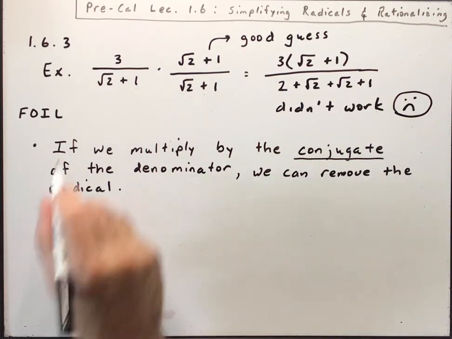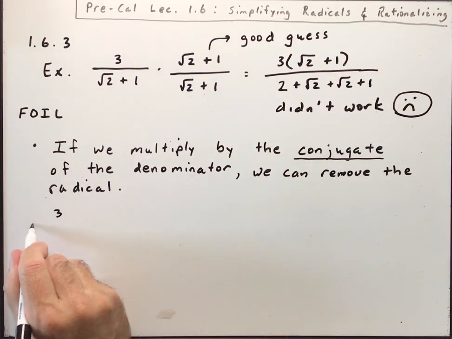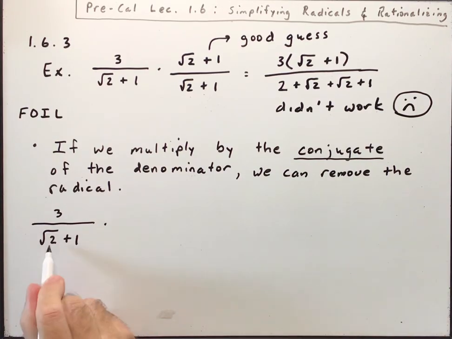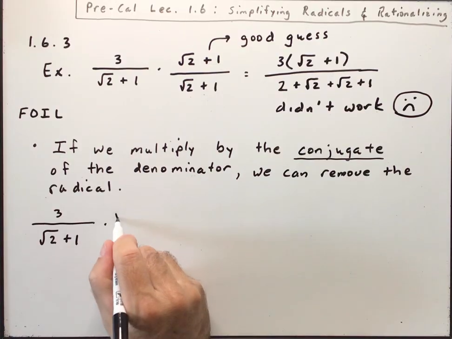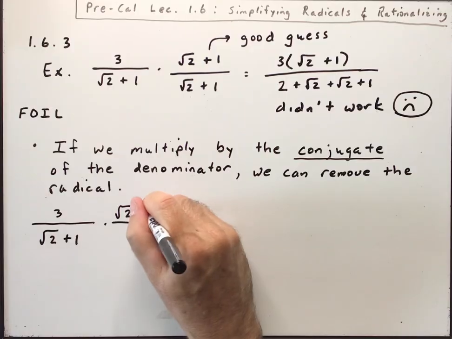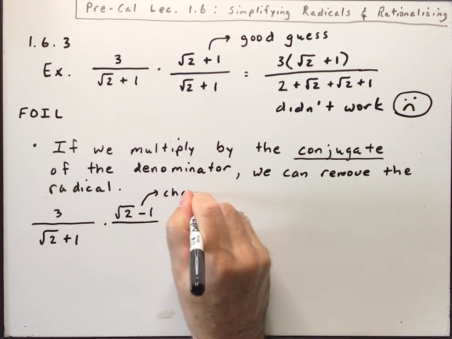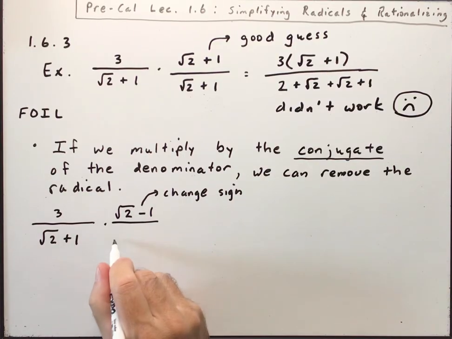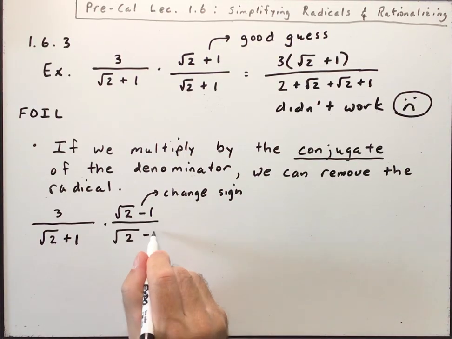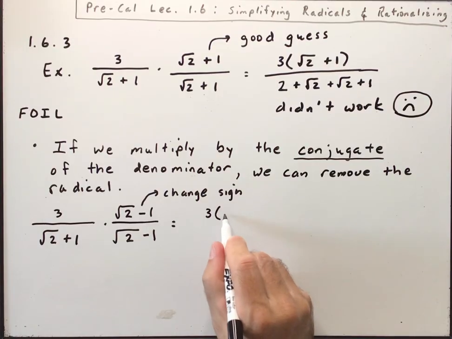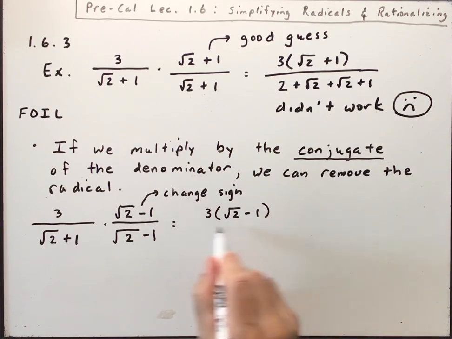So the conjugate of this example, root 2 plus 1, you change the sign. Okay, so let's redo this example. Let's say we have 3 over the square root of 2 plus 1. The conjugate would be the square root of 2 minus 1. So we change that sign, whatever it is in the center. If it were a minus, we would change it to a plus. But we have to multiply it by 1, so it's the square root of 2 minus 1 over the square root of 2 minus 1. So that's going to be 3 times the square root of 2 minus 1.